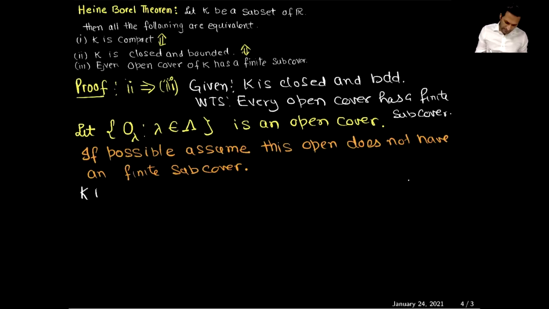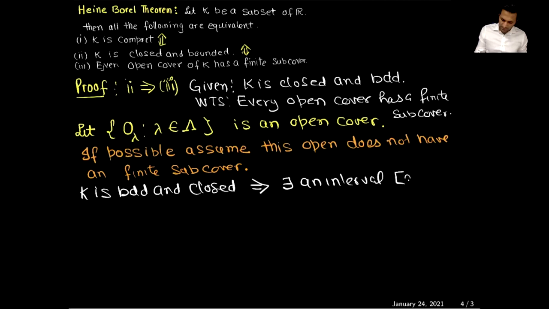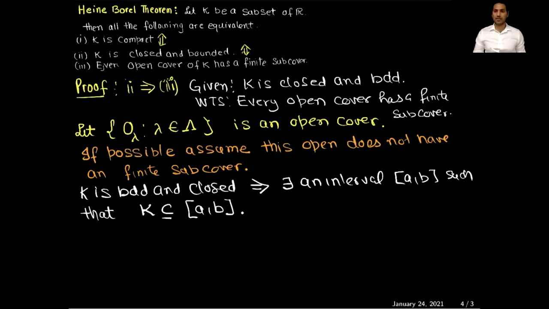Since K is bounded and closed, this implies there exists an interval [a, b] such that K is contained in that interval [a, b]. This is possible because the set K is a bounded set. I'm going to call this interval I0. So my I0 is the interval [a, b].